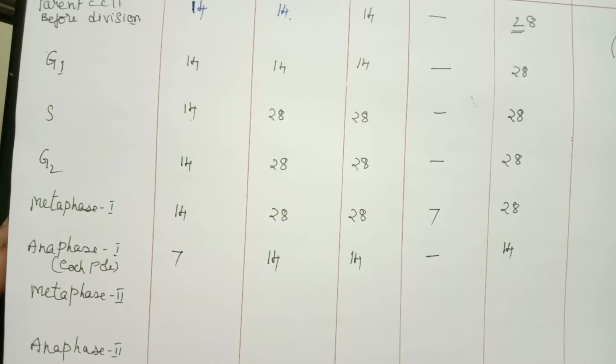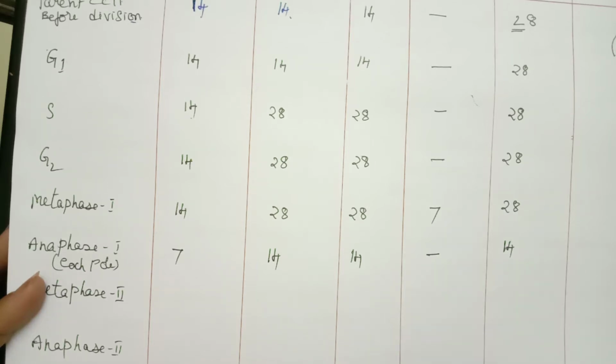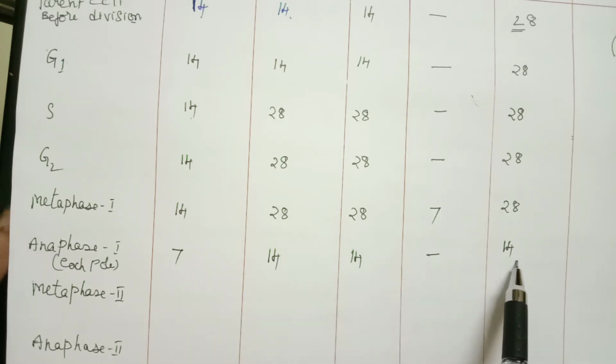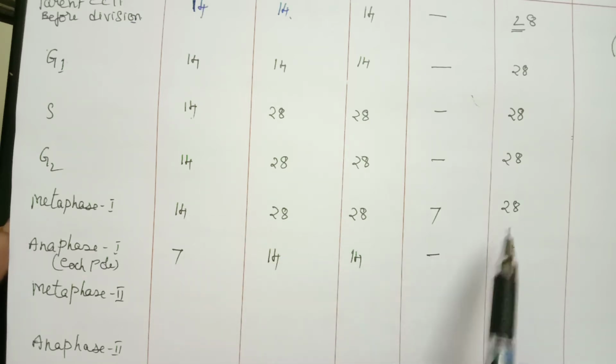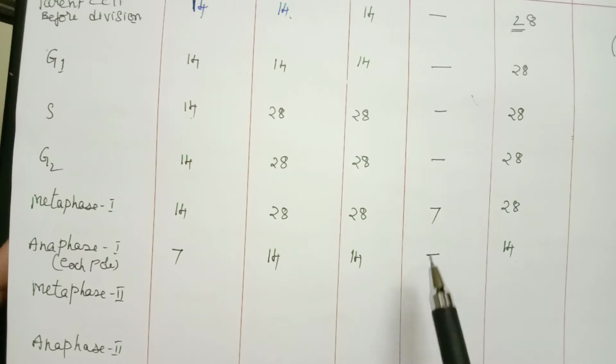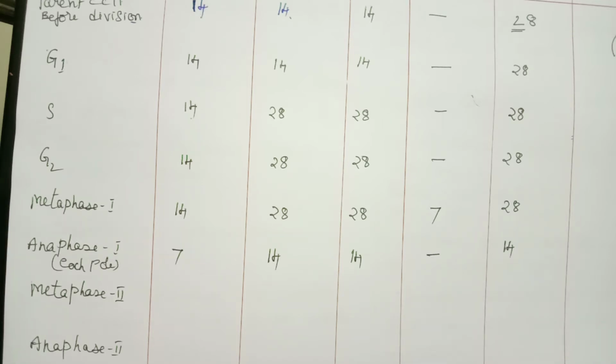Suppose, if we consider the complete set, that is considering both the poles, we simply have to double these. That means it will be similar to metaphase 1, except that there will not be any bivalents during anaphase. This column you will leave blank. When you have to answer a question, suppose only one pole is mentioned, then you can take this number. If nothing is mentioned, then you have to take both the poles.